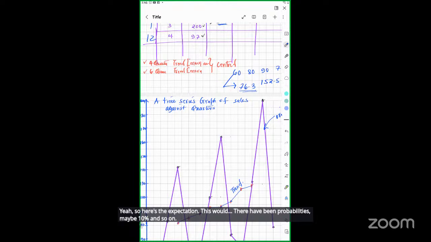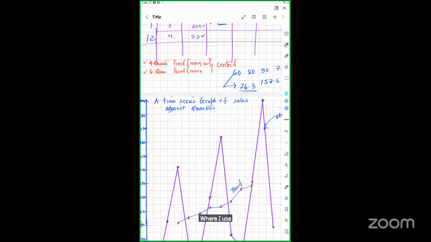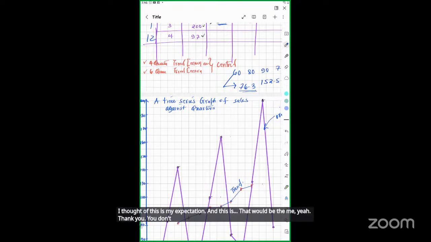Then you use: the mean is summation of x times probability of x. So I need x, probability of x, and x times probability of x. The total of this is my expectation, and this will be the mean. You don't divide by the number of items under expectation.